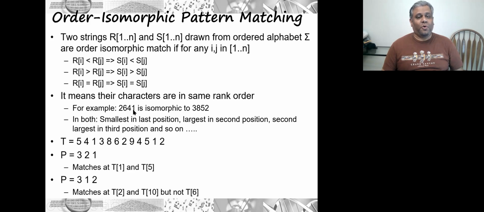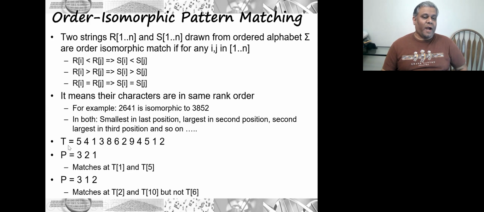Look here: 2, 6, 4, 1 is isomorphic to 3, 8, 5, 2. Why? Because the smallest occurs in the last position for both, the biggest occurs in the second position for both, the second smallest occurs in the first position for both, and so on. If you look at the ranks, they are in the same positions. That's why these two strings are order isomorphic.